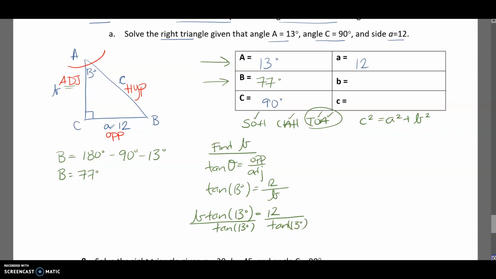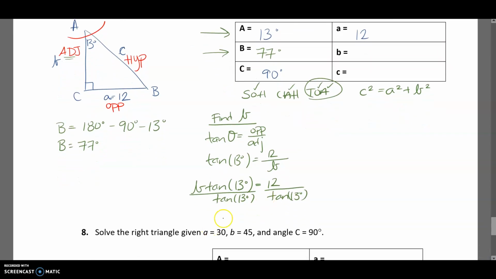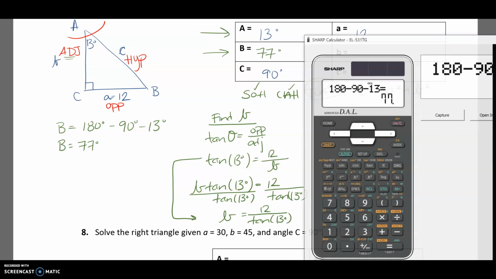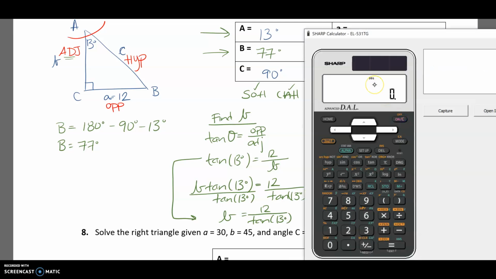As you've done more of these questions, you may be able to go right to this rearrangement. b equals 12 over tan of 13 degrees. So you may go right from this step to here, and then you can punch it in on your calculator. Make sure your calculator is in degrees, and then 12 divided by tan 13 equals 51.977.